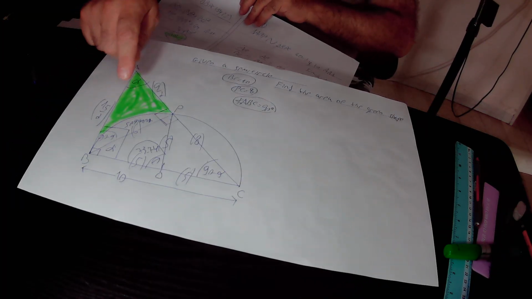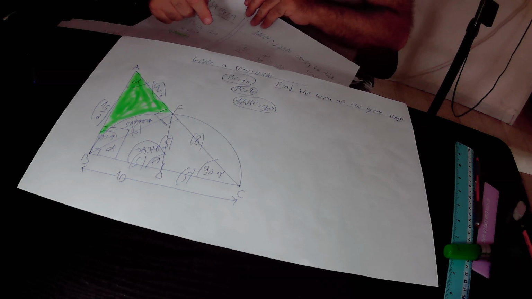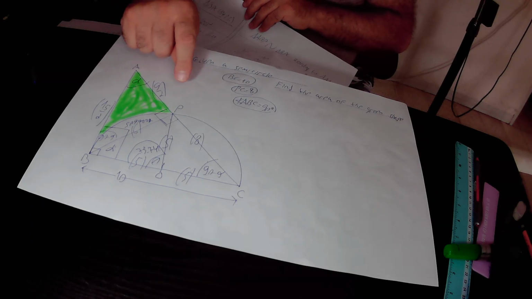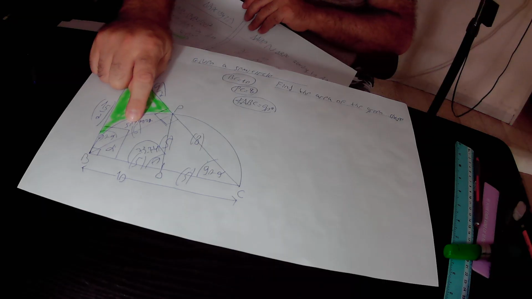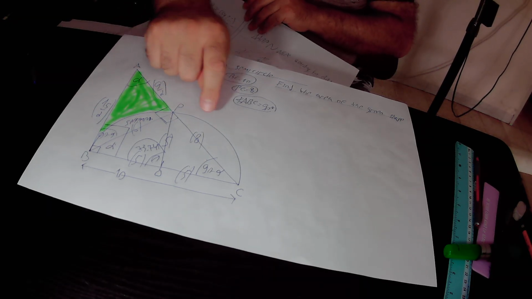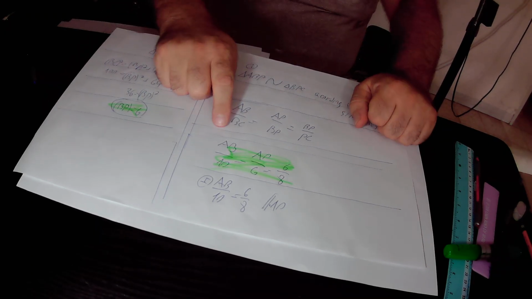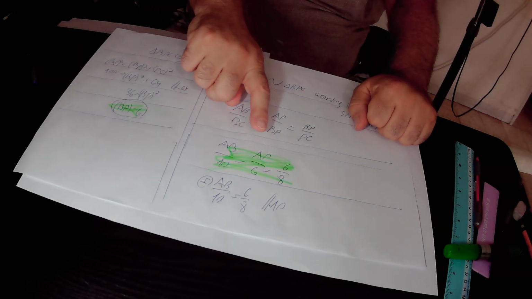AB is the missing side, so we leave it over BC. BC is 10 according to what is given in the question, and it equals AP. AP is the missing side, so we leave it as it is over PB. PB is 6, and it equals PB, that is 6, over PC. PC is 8. So in total, we found out that AB over 10 equals AP over 6 equals 6/8.